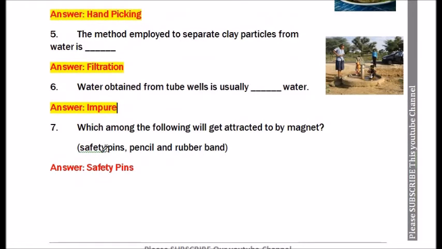Question number 7. Which among the following will get attracted by a magnet? Safety pin, pencil and rubber band. Answer is safety pin.